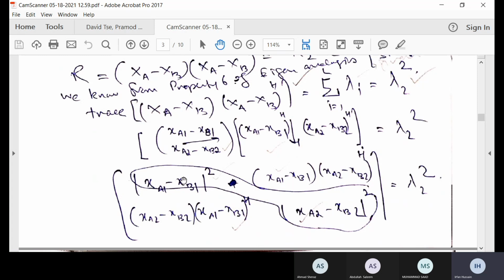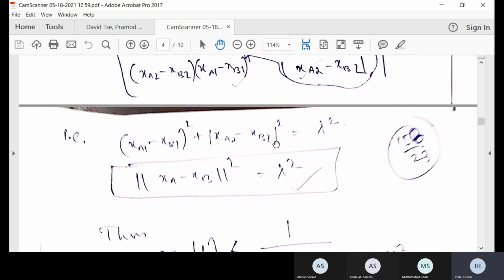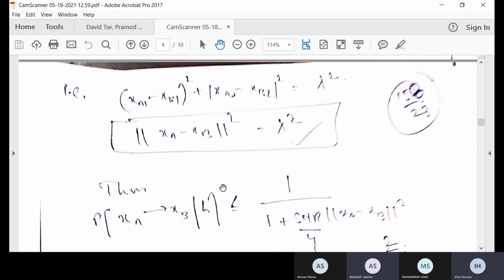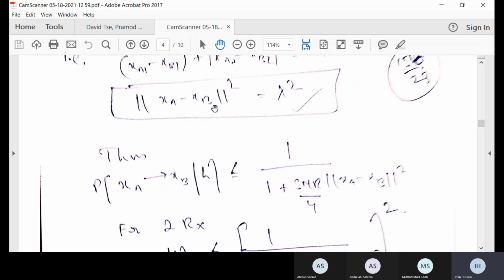What is the trace of this? The trace of this is equal to lambda 2. Trace means the addition of the diagonal terms, equal to lambda 2, hence lambda 2. And this is xa1 minus xb1, xa2 minus xb2. It is actually nothing but xa minus xb mod square. So just replace lambda square by this value, and your probability of making a mistake comes out to 1 over 1 plus SNR times xa minus xb mod square.